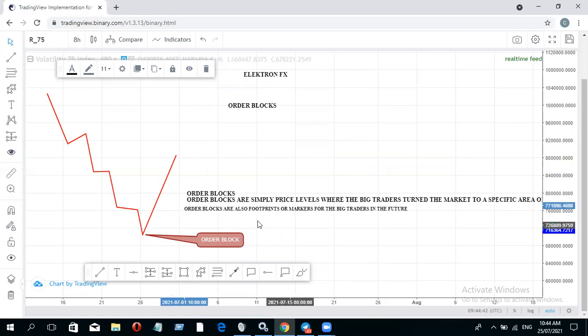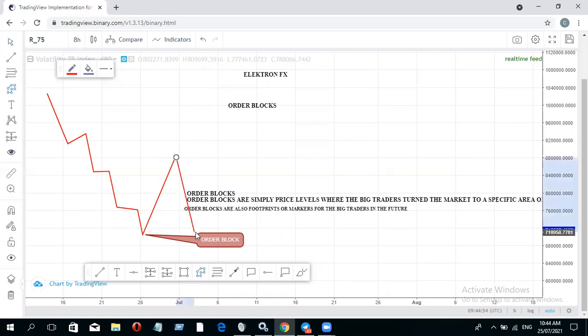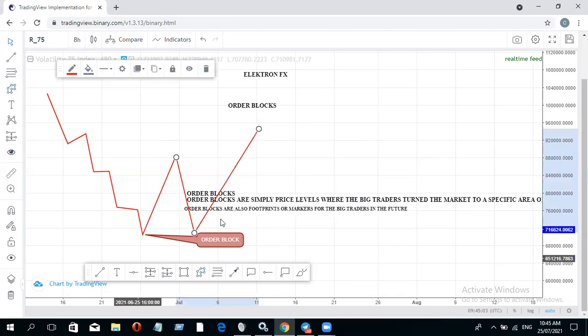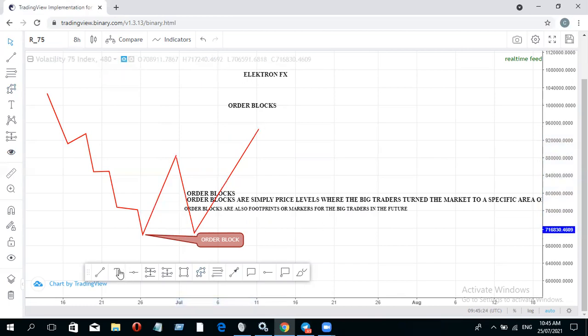That means if they leave a marker here by creating an order block here, sometime in the future, when price comes down to that point, since they left a marker there, most times they will place more buy orders there, and the market will move up. So these order blocks are also markers for the big traders in the future. They have marked this level where the price turned sharply to another level of interest, and it becomes a point of interest for them. This is how they trade. They usually leave it at specific levels.